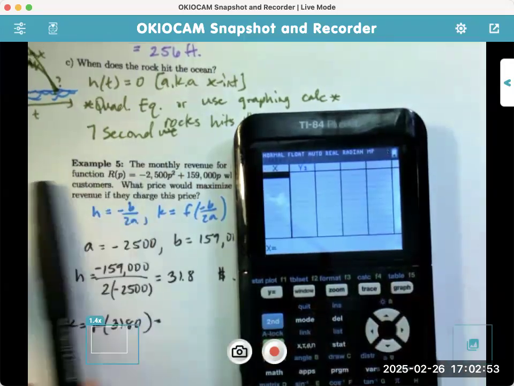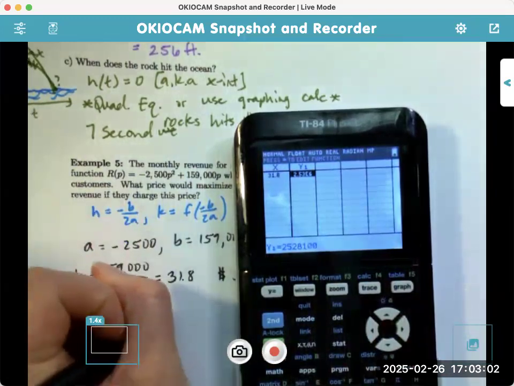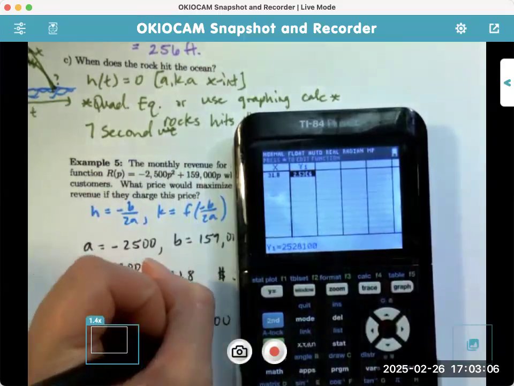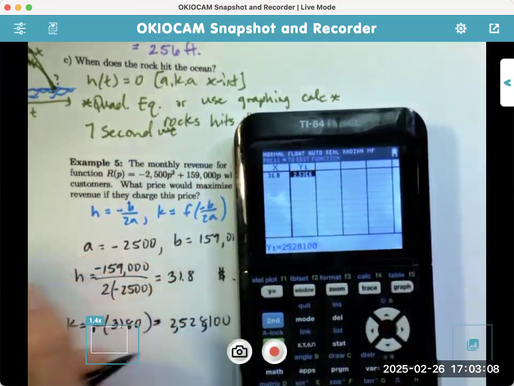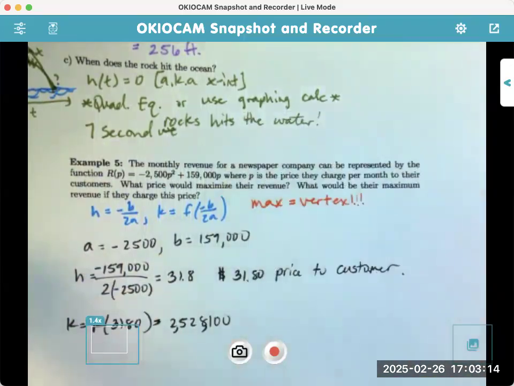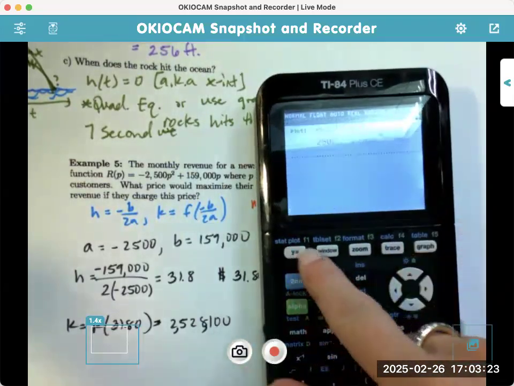So now when I go into my table, you can just type in 31.8 and it pops out 2,528,100. There we go. So about 2.5 million. Not too shabby, I guess. It depends on what your cost is, I guess. But that is your max.